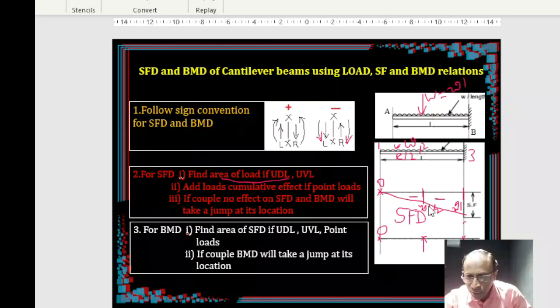What is the ordinate? WL by 2. This ordinate is WL. So base and height, half base height. This is L by 2, right? This is L by 2. This is also L by 2. So what is the area of this shear diagram? Half into WL by 2 times L by 2. How much is that? WL square by 4.